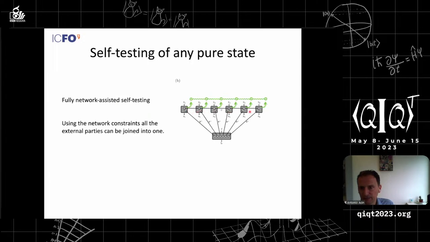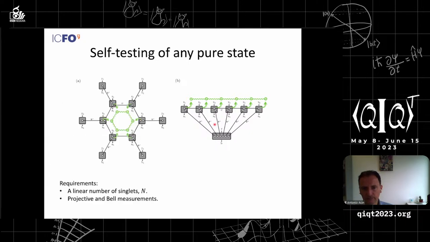Then you have this. This is the inner circle that now becomes a line, and these are all the ending nodes that just become a single node. They are all put together. And here, if you use the network geometry, you can do the same machinery and also have self-testing. So this is the one in which I don't impose the network constraints, and here the one where I impose the network constraints. In both constructions, we self-test any multipartite entangled state.